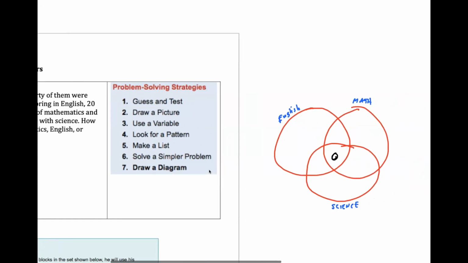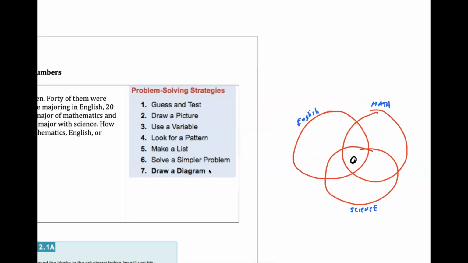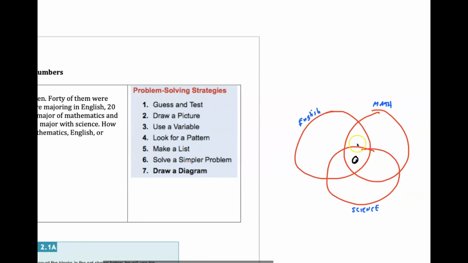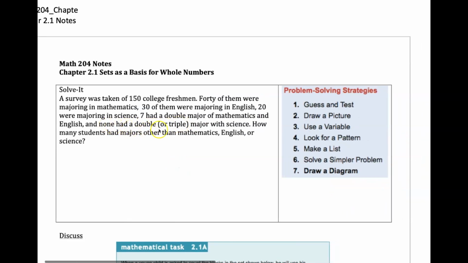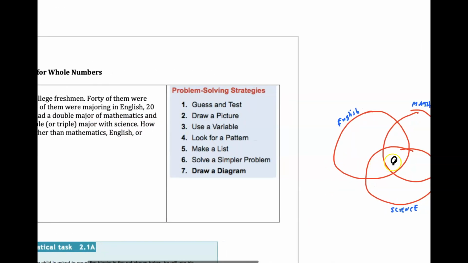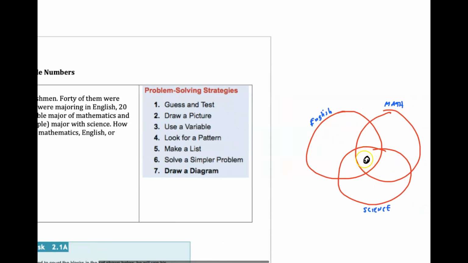So what we're going to use is a diagram like this you may have seen before. We'll talk more about this. This is called the Venn diagram. What I know is that I have a group of people who are English majors, a group who are math, a group who are science, and then you have these overlapping people who have double majors. I know that 0 people had a triple major, so I put a 0 in the middle. This middle represents there were 0 who were math, English, and science.